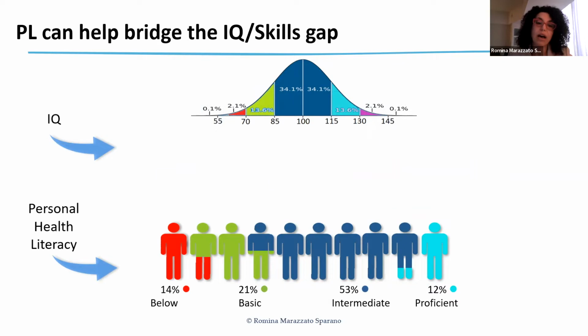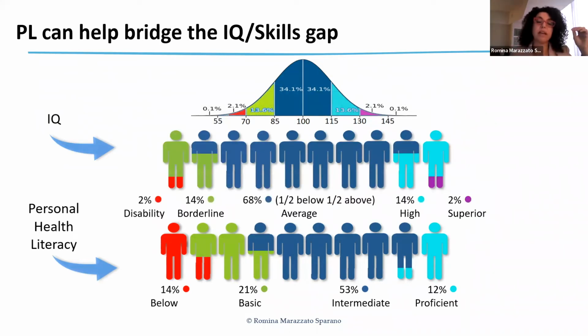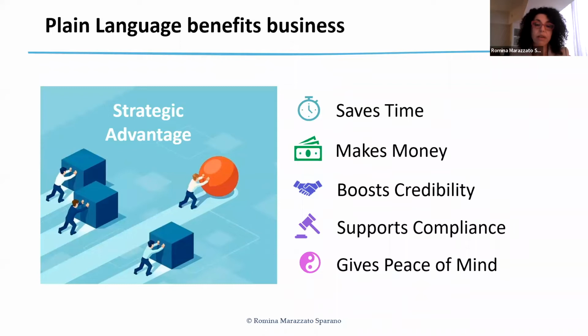language. And one of the issues is that IQ scores are dropping in the population. We still have a disconnect between the distribution of intelligence and our ability to use that intelligence for understanding. So we can help bridge that gap and increase the number, which in this case is this middle blue, increase the number of people that can understand better through clarity.